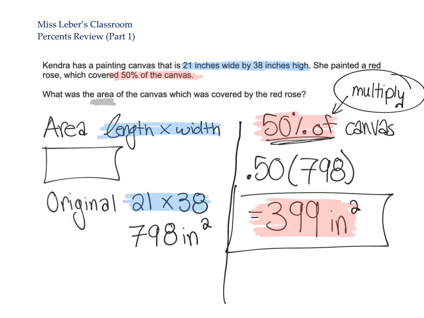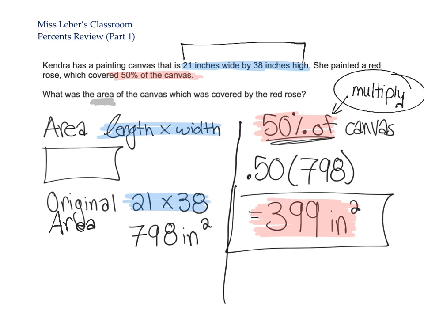Alrighty, so this question had you think outside the box a little bit. It asked you first to find the area of the original canvas, which you saw Miss Lieber took her dimensions here of 21 inches wide by 38 inches high, and again an area of a rectangle, because the canvas is going to be a rectangle, is length times width. So the area of the original, let me fix my spelling. Area of the original would be 21 times 38, giving us the 798 inches squared.